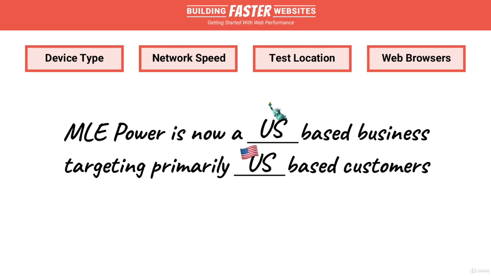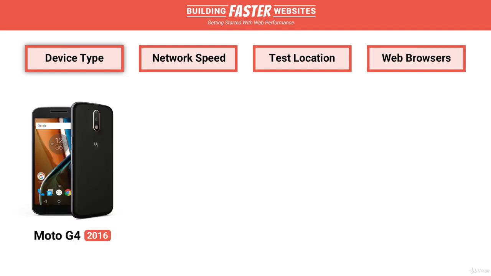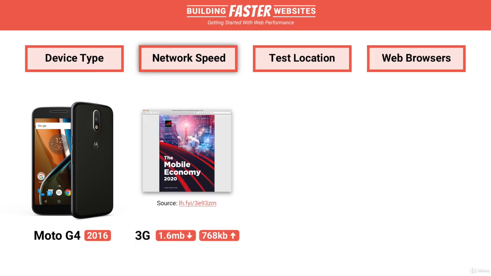An Android device, which is 2 years or older, or has specs equivalent to such a device. We'll go with the Moto G4, a sub $200 budget Android device from 2016. We'll test on a throttled 3G connection, which in 2019, according to GSMA, accounted for 12% of US mobile traffic.